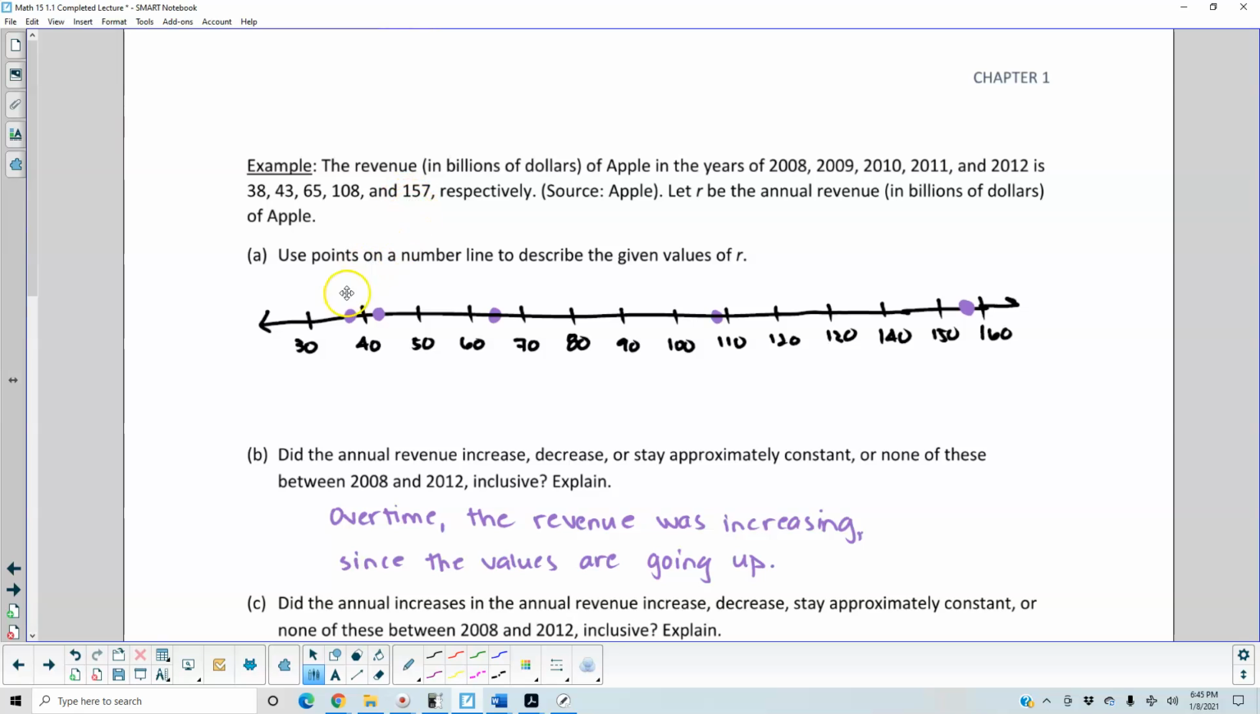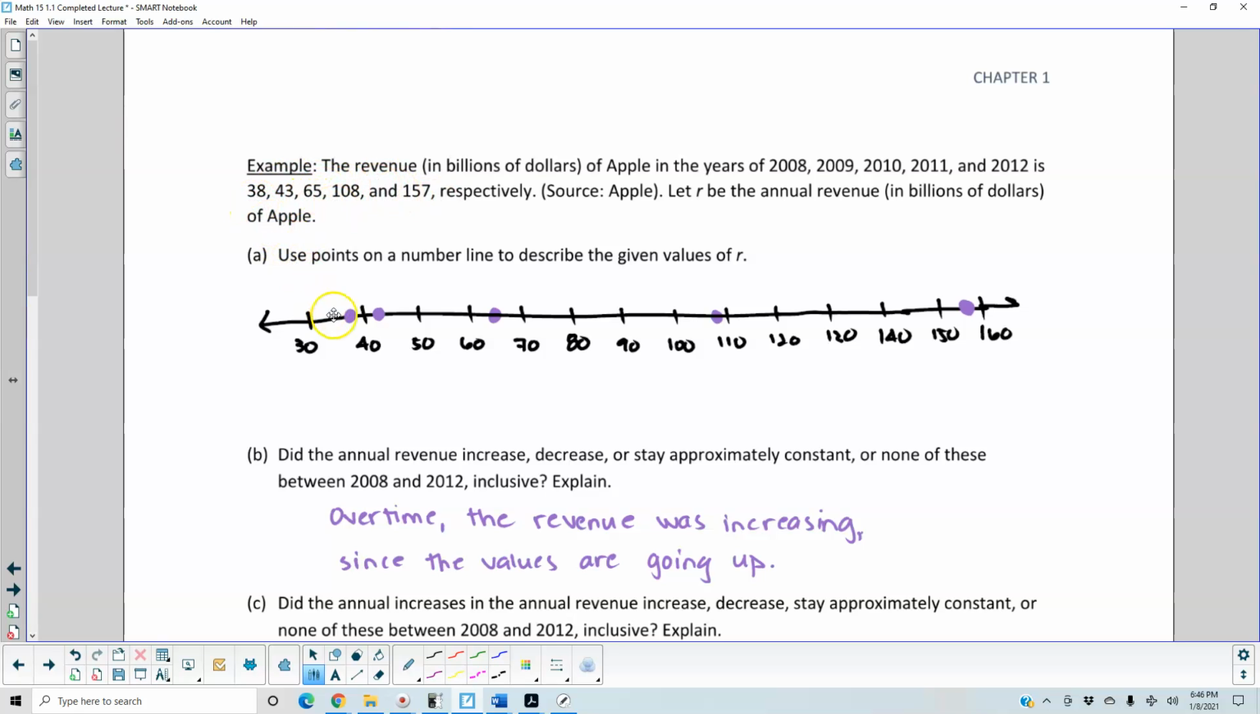If we're going to graph this on a number line, the smallest number is 38, so we can start at 30, and the largest number is 157, so we can end at 160, and we're going to go in increments of 10. So we're going to go 30, 40, 50, 60, 70, all the way to 160 in increments of 10, so we are able to plot these numbers.